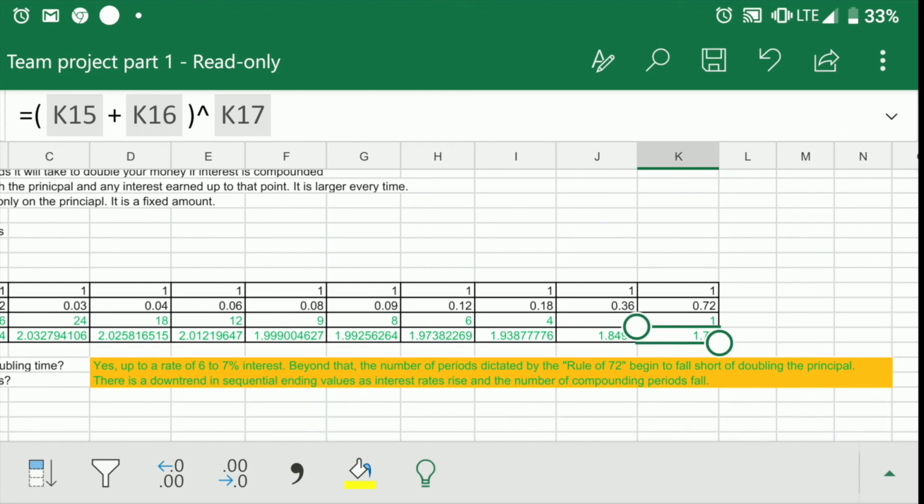So this concludes my recap of the grass seed and compound interest problems.